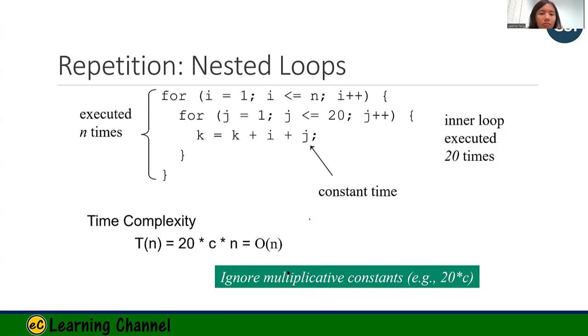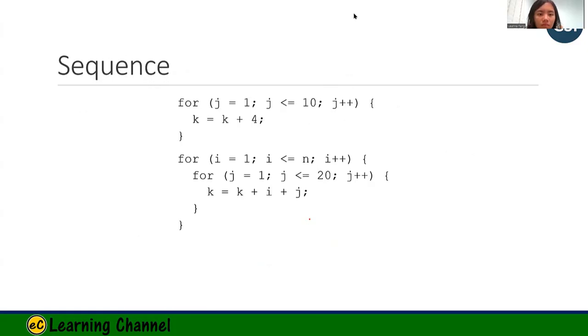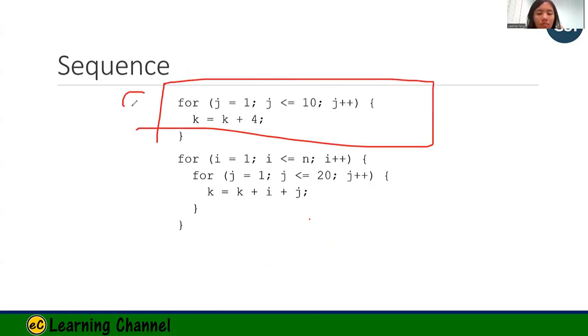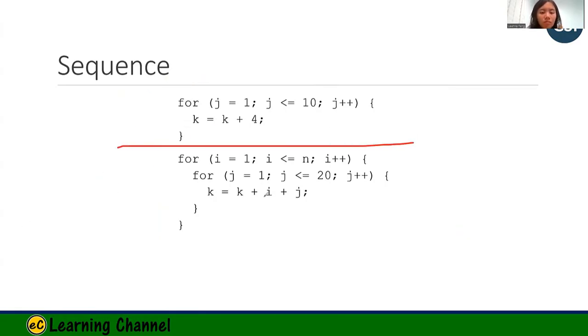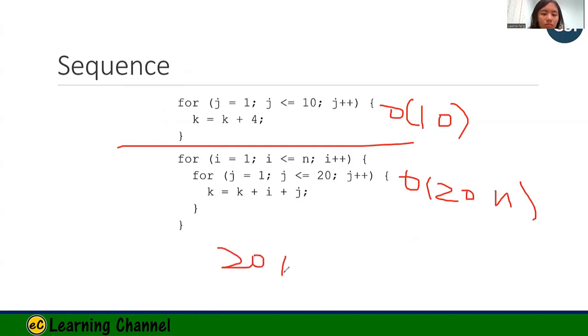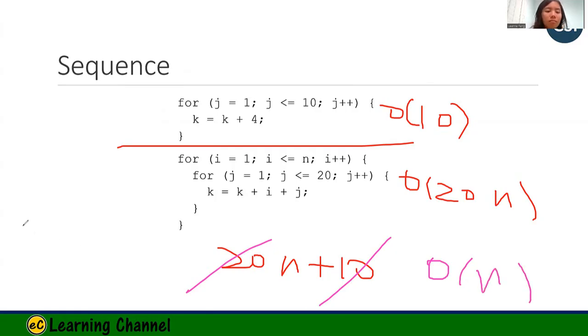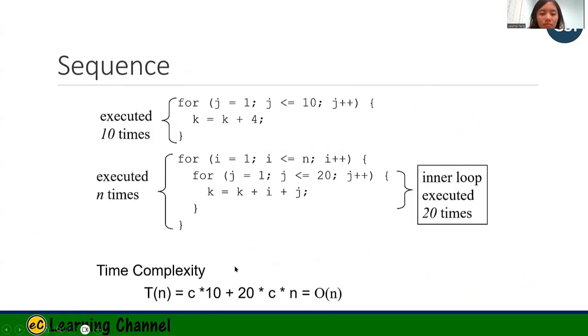Okay. Next one, sequencing. This portion, let's call it part A. This portion, let's call it part B. This one finishes, and after that, this one. So this one is the order of 10, because you do 10 times. This one is order of 20n. These two in sequence, so totally it is 20n plus 10. And 10 drops, 20 drops, so it actually is order of n. When it is in sequence, you combine them together. Is that okay?